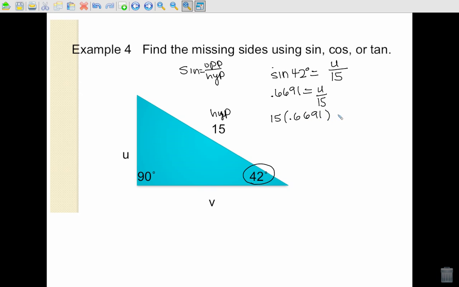And now I can just solve this problem. So I'm going to take 15 times 0.6691, and you can just leave it in your calculator, don't round it, just take it times 15, and you will get 10.03. So that is side u.